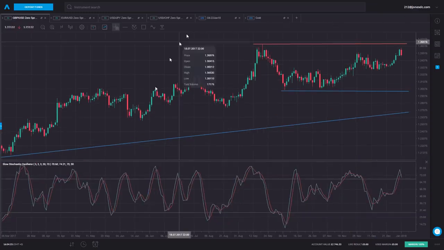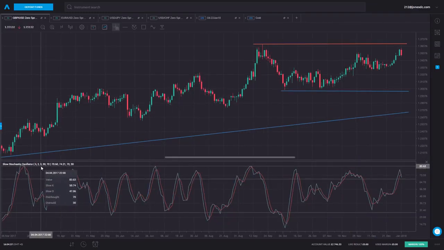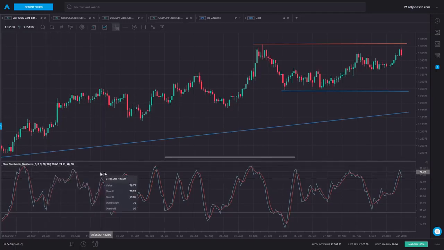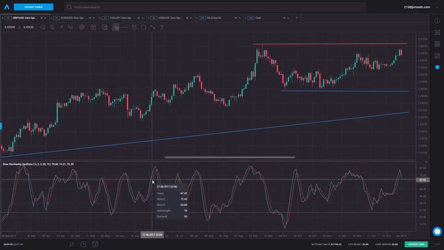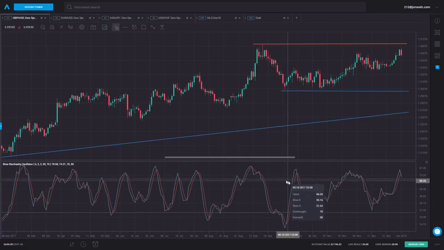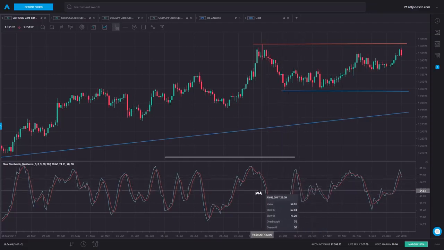So I've changed this now to a 5-3-3 stochastic, and I've made the oversold area 30%, the overbought 70%. And you can see, because it's looking at a shorter period of time, 5 days rather than 10, we're getting many more signals. So we're getting a lot more volatility in the stochastic. And part of that, we will end up getting more false signals.